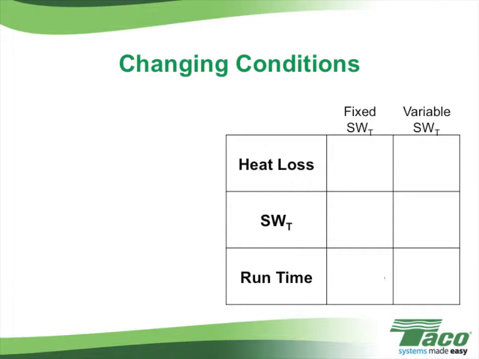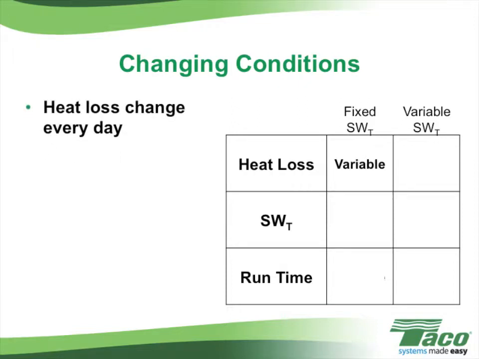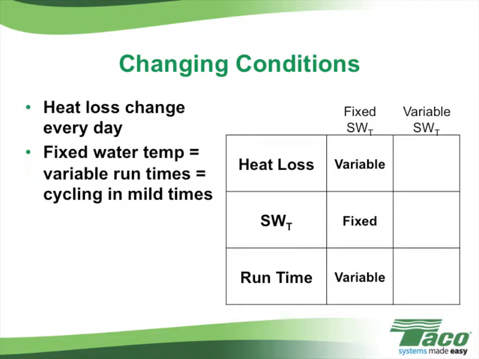With either option, it's obvious that the heat loss is going to vary every day based on how cold it is outside. With a fixed water temperature system, the water's always going to be the same temperature. The only way to prevent overheating, therefore, would be to vary the run times of the system. Shorter run times in milder conditions, longer run times when it's colder out. This, unfortunately, will lead to short cycling of the boiler, and that leads to lower overall system efficiencies. And more on-off cycles will also lead to more wear and tear on all of the moving parts in the system.